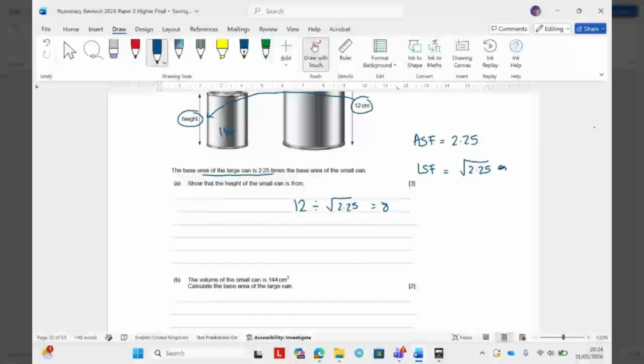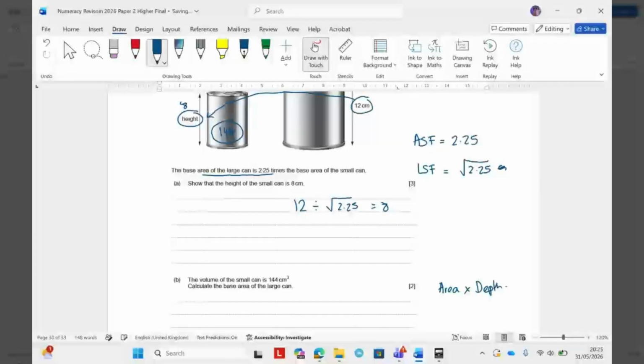Okay. There's actually a couple of ways we could do this. And you might do this a different way to me, but here's one way we could do this. We've just worked out that this is 8, and we know the volume is 144. So, bearing in mind the volume is the area of the base times the depth, we've said this a few times.